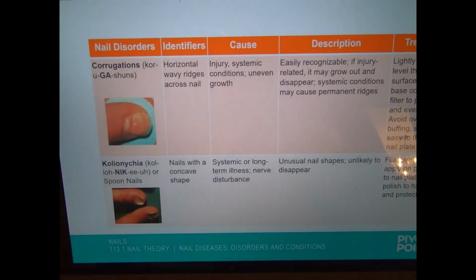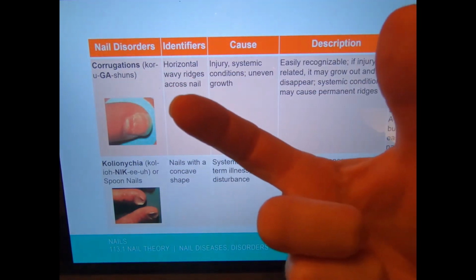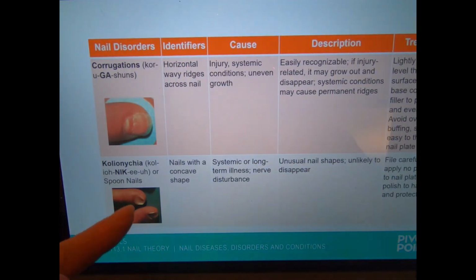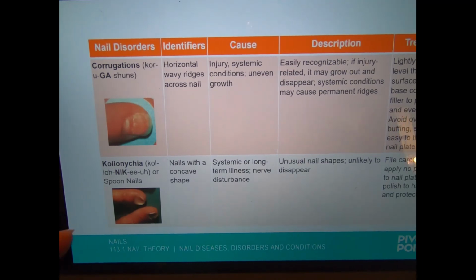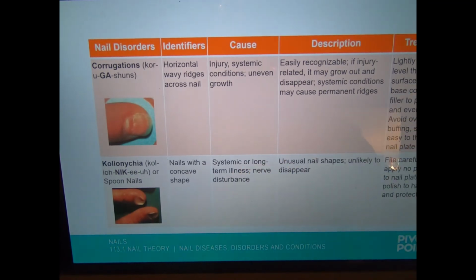Okay, next we have koilonychia or spoon nails. Instead of the nail growing like this, it's backwards. You can see that the sides are coming up. The way I want you to remember this is, in the morning, I can eat my Special K cereal with a spoon. And it indicates a long-term illness. File carefully, don't put any pressure, and use polish to harden and protect the nails. So just be careful with this one.